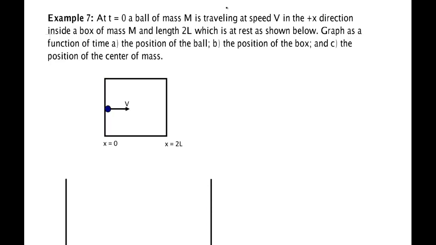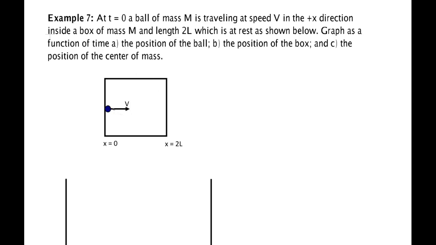In this third installment on the center of mass, we're going to look at how using the center of mass can turn a very complicated problem with complicated graphs into a simpler problem with simpler graphs. So for instance, in this case we have a box with a mass m, and the box is initially stationary. Inside we have a ball that is traveling with some velocity v. We're going to be asked to graph the position of the ball as a function of time, the position of the box as a function of time, and the position of the center of mass.